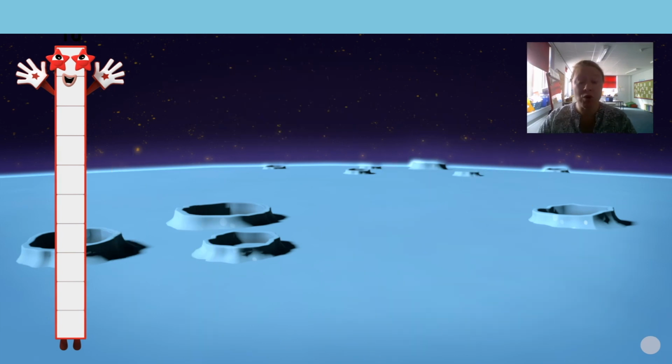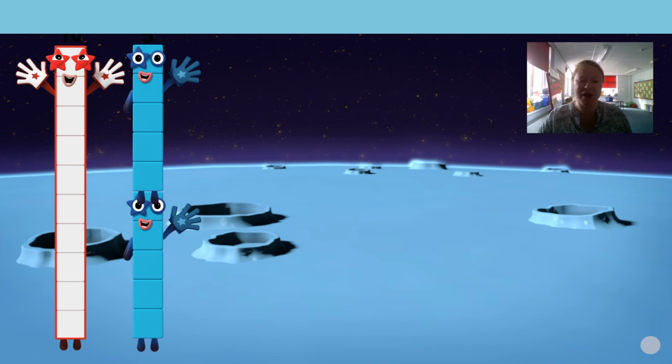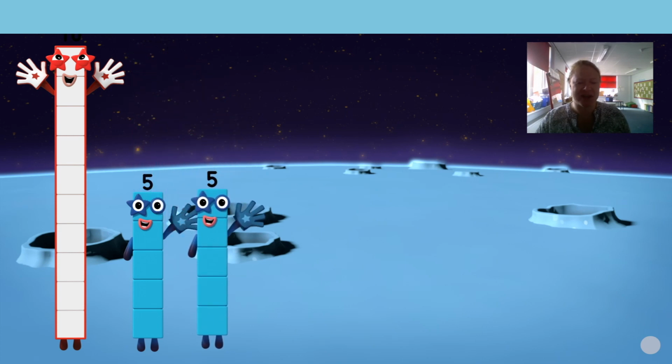So we've got one more combination of two numbers that are equal to 10. Can you think of one we've missed out? It's the one that our hands help with as well. Can you guess? There we go. We've got two that are the same. Two number blocks that are the same. What number must they be? That's right. 5 and 5 is equal to 10.